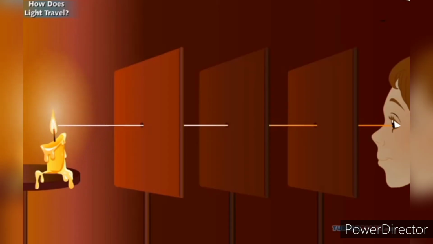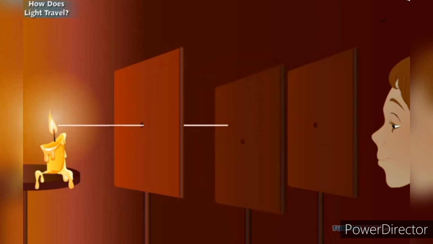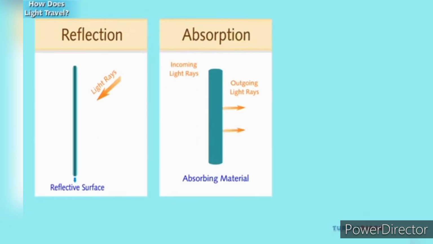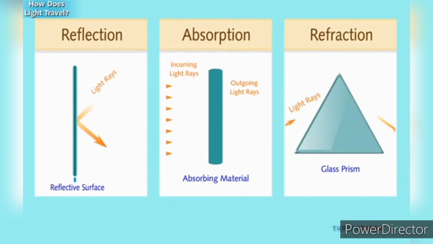If light travels in a straight line, what happens when it hits an object in its path? Well, light cannot bend to go around something. The light rays are either reflected, absorbed, or refracted. Let us learn these terms in detail.